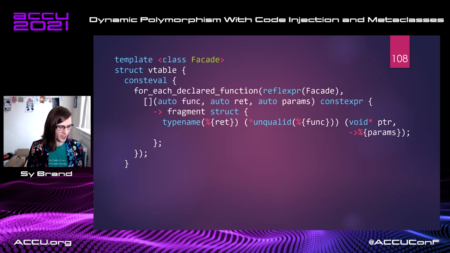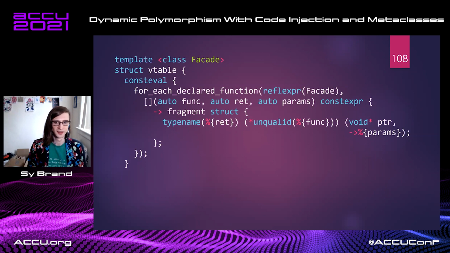Someone asks if there is a way to print out the code generated for type class 4. Yes, there are some facilities to print out the generated code in the experimental implementation I've been using. But this is our vtable now. We're generating a bunch of function pointer types automatically based on the facade.